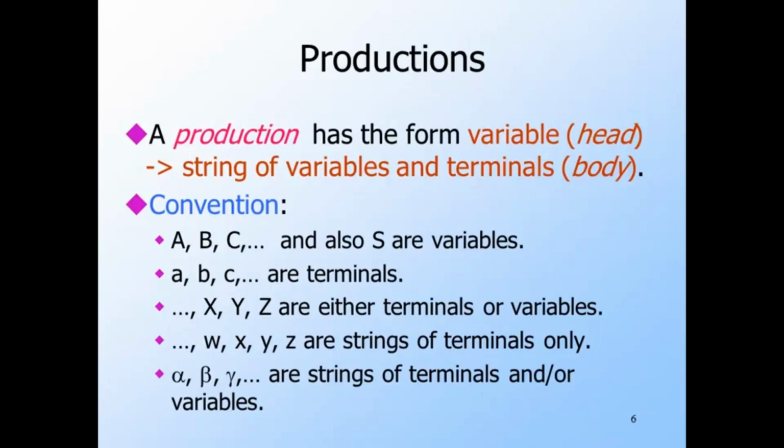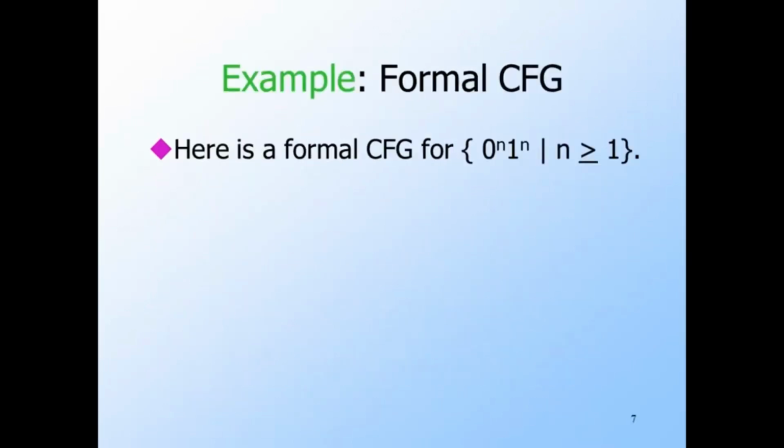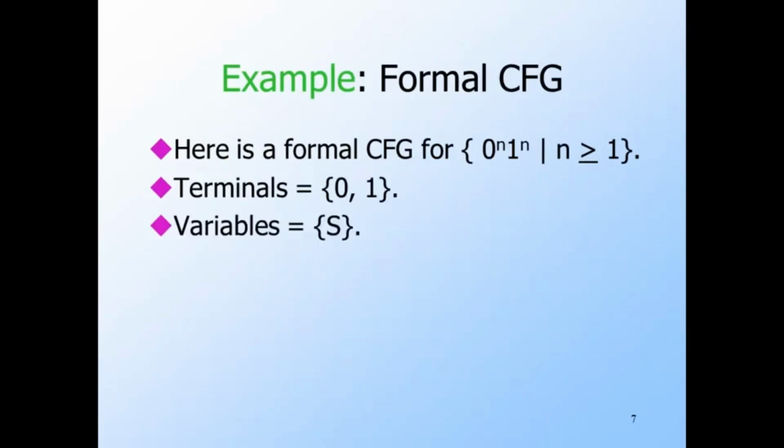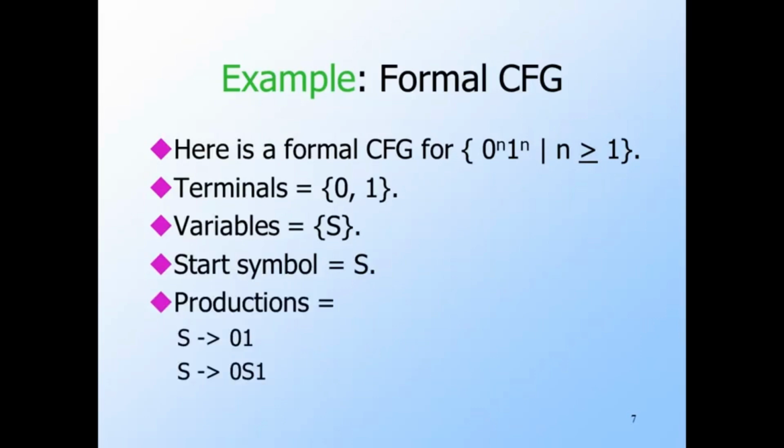We'll design a grammar for the language of strings with the form 0 to the n, 1 to the n. The terminal alphabet is 0 and 1, of course. We need only one variable in this case. We'll call it S. S will be the start symbol. There's no other option since it is the only variable. And here are the productions which we explained earlier in our informal discussion.